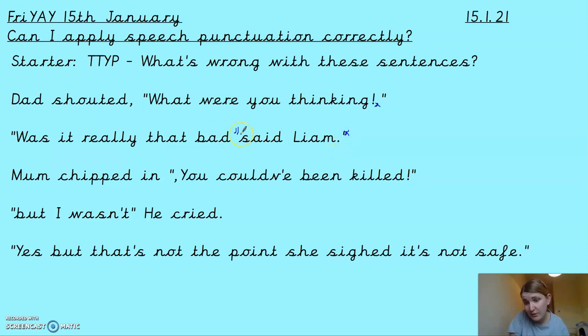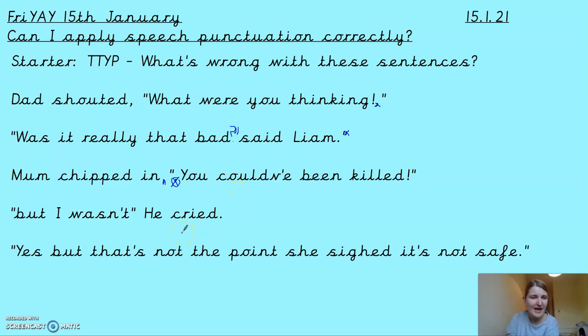The other thing, he's asking a question. Was it really that bad? So we're going to want a question mark inside those speech marks, okay? And we've got, Mum chipped in, you could have been killed. Tiny little mistake here. Hopefully you spotted it. The comma. We go verb, comma, speech. If the speech is coming afterwards, that comma shouldn't go inside there. It should go before the speech mark, okay? So get rid of that. But she's got the capital, which is right.